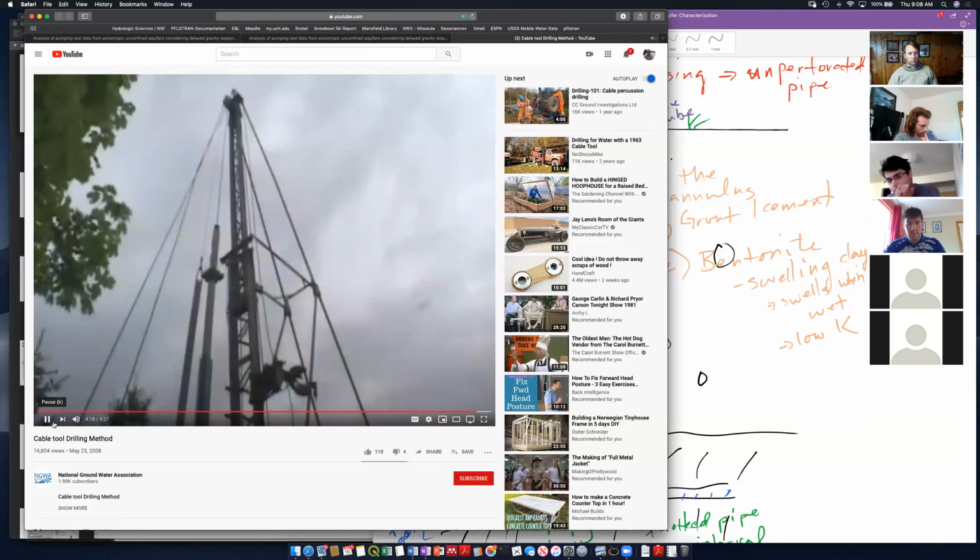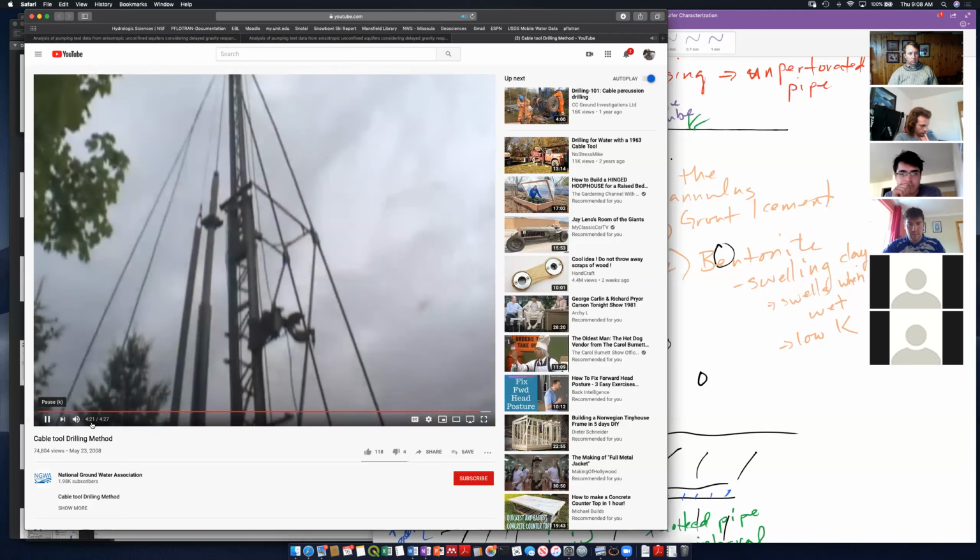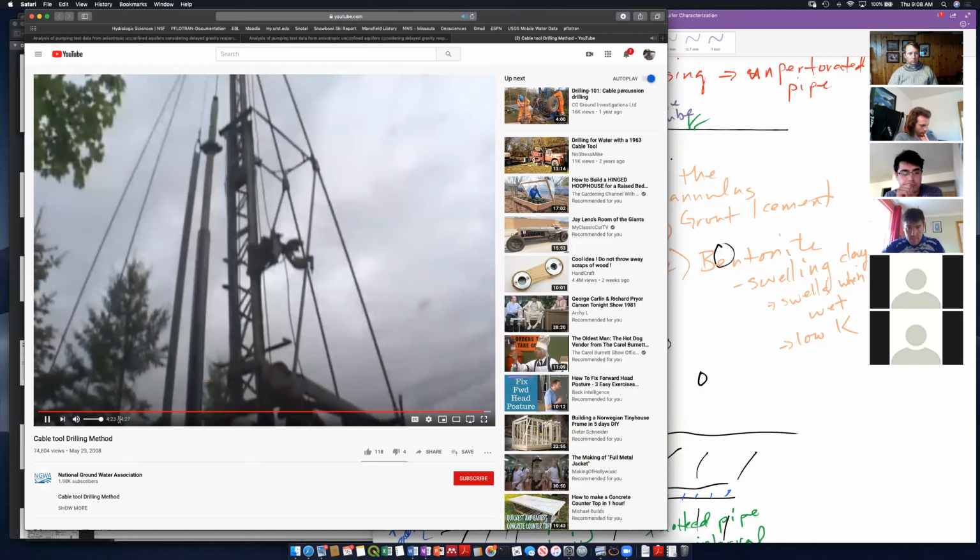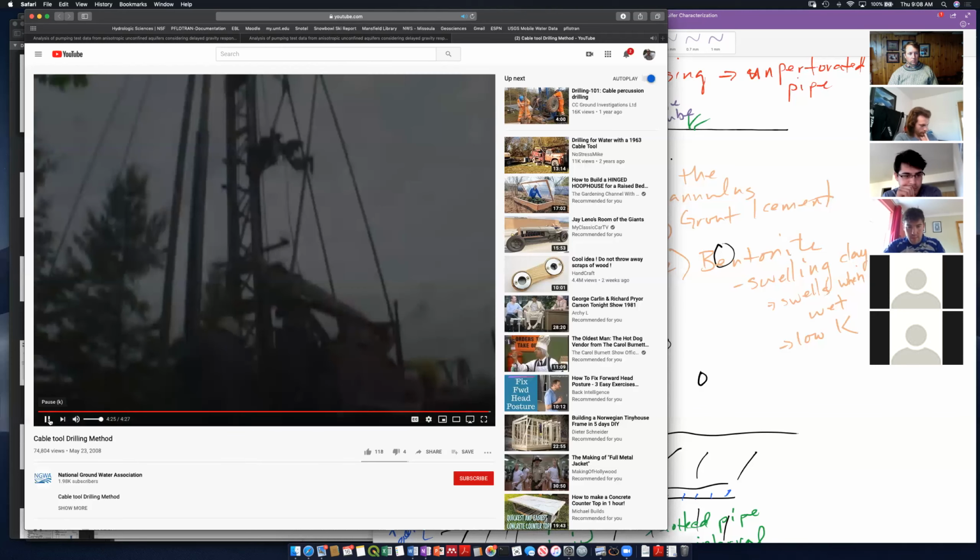The annular space between the working casing and the permanent casing is commonly grouted after borehole construction. All right, so the annular space between the working and the inner casing is grouted after construction. All right, so all that terminology should make some sense now.